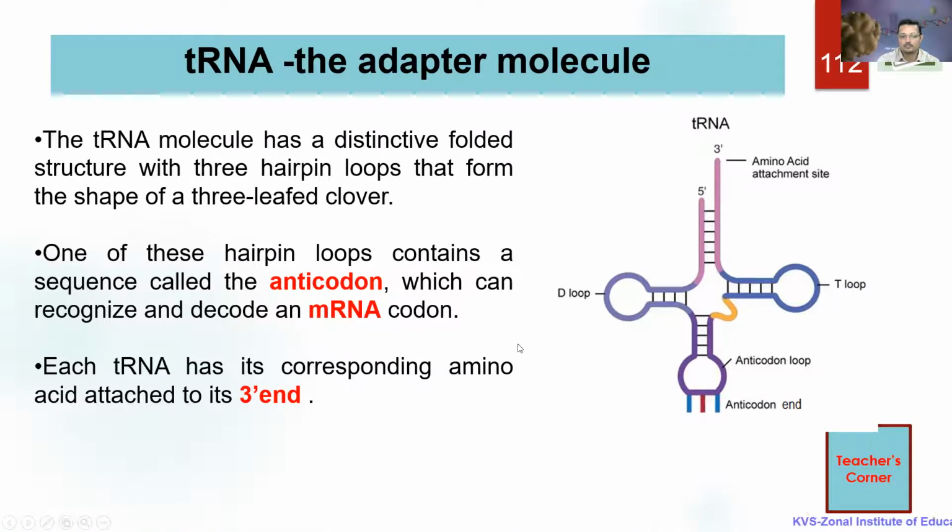And D loop. Each tRNA has got a corresponding amino acid attached to the 3' end. This is an important thing that one should remember. The 3' end gets that amino acid attached, and there is a process for it.